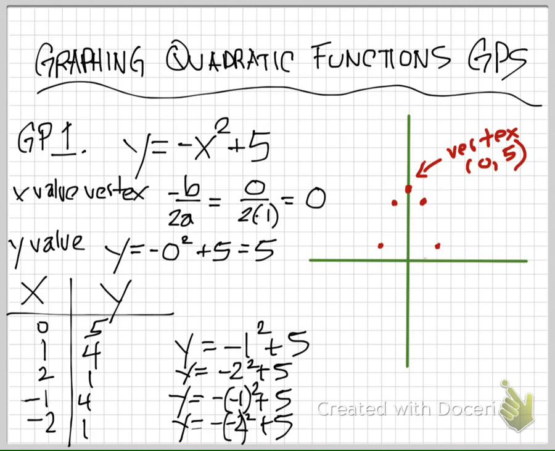So looking at this particular problem, I have the graph of a quadratic that looks like that. There's the frowny face. So that's the sketch of y equals -x squared plus 5. If you need to continue copying that down, hit pause. Otherwise, we're going to go into GP number 2.